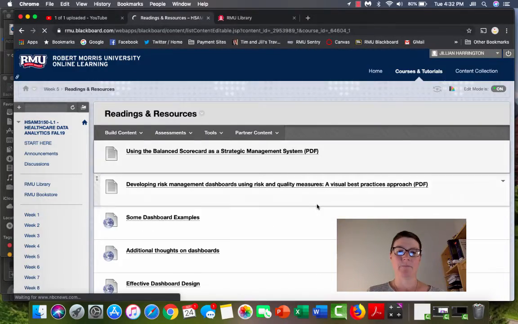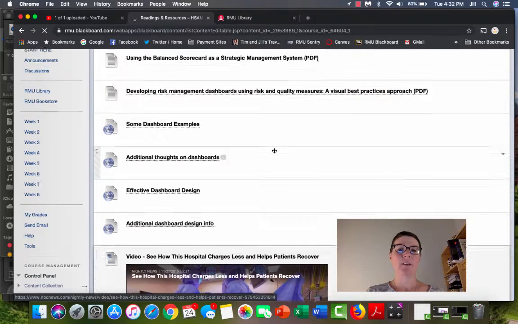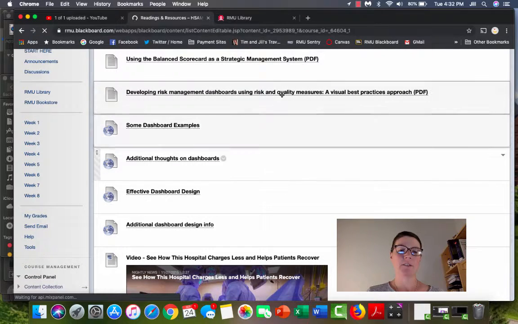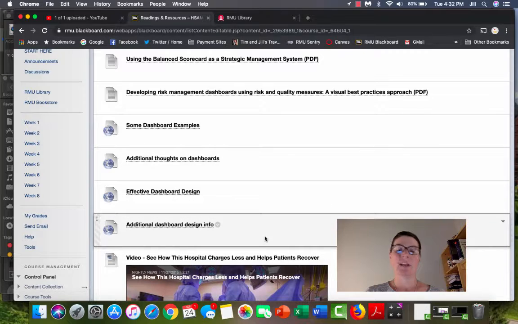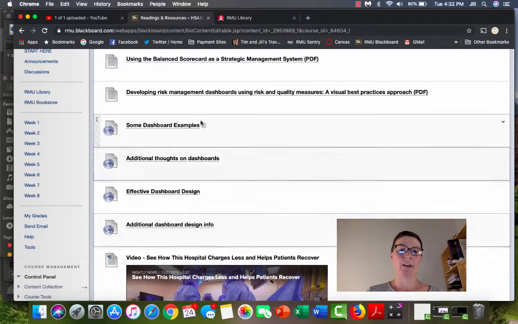Let me open this up. What's here was not very robust, and the textbook gives you a few as well, but not a ton. So I have added a bunch of additional things on dashboard design, dashboard examples, etc.